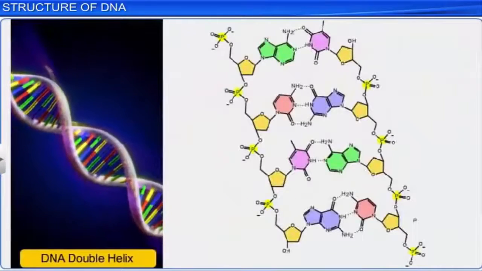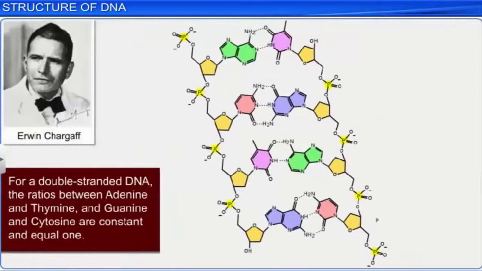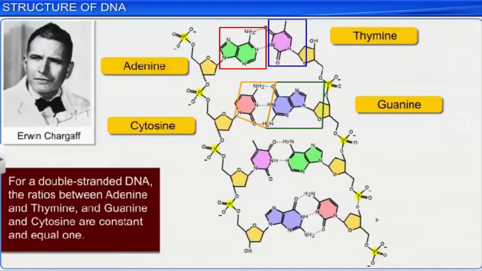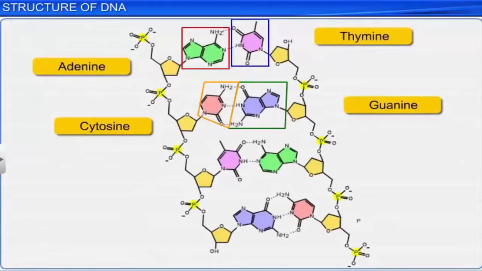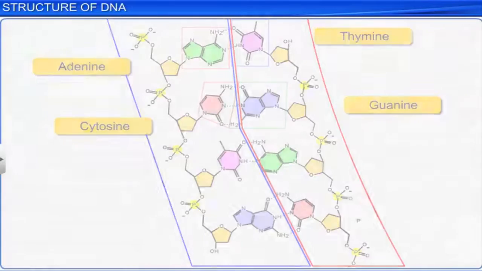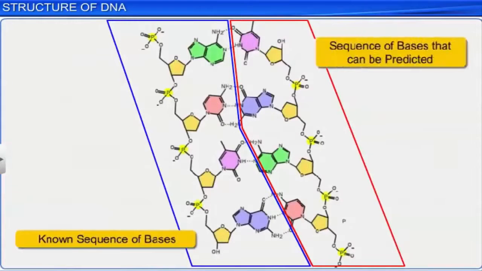This proposition was based on the observations made by Erwin Chargaff, who found that the ratios between adenine and thymine and guanine and cytosine are constant and equal to 1 for a double-stranded DNA. In fact, due to base pairing, the polynucleotide chains possess a very unique property, that is, the strands of the base pairs are complementary to each other. Therefore, if we know the sequence of bases on one strand, it is possible to predict the sequence in the other.